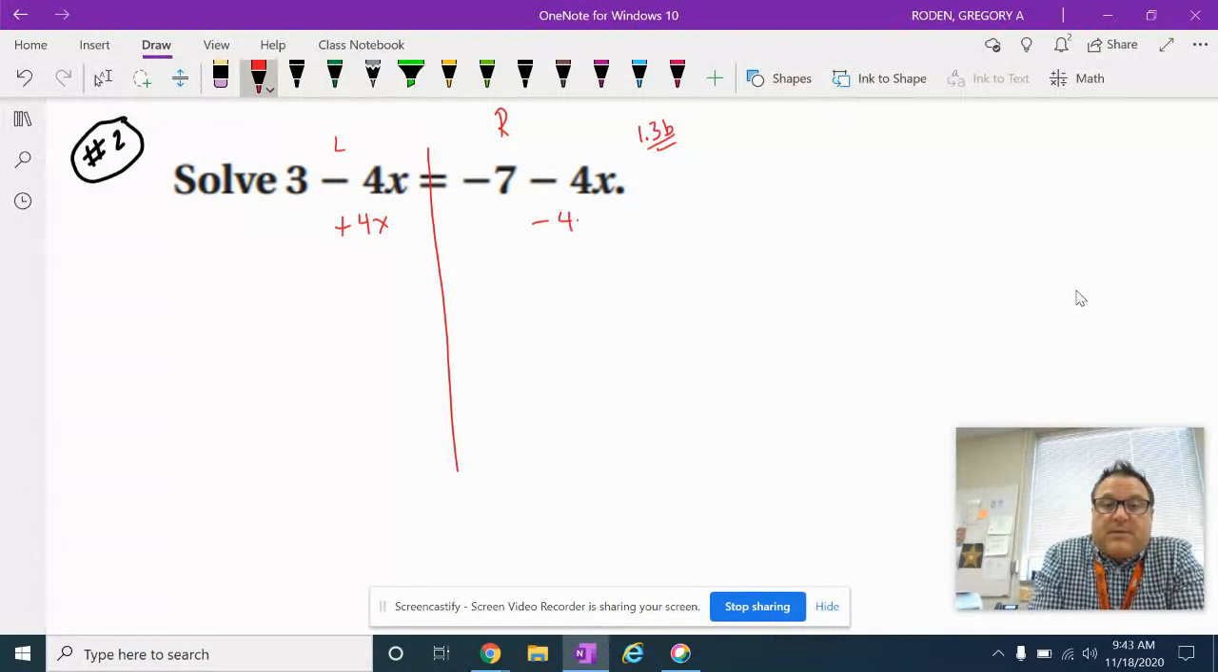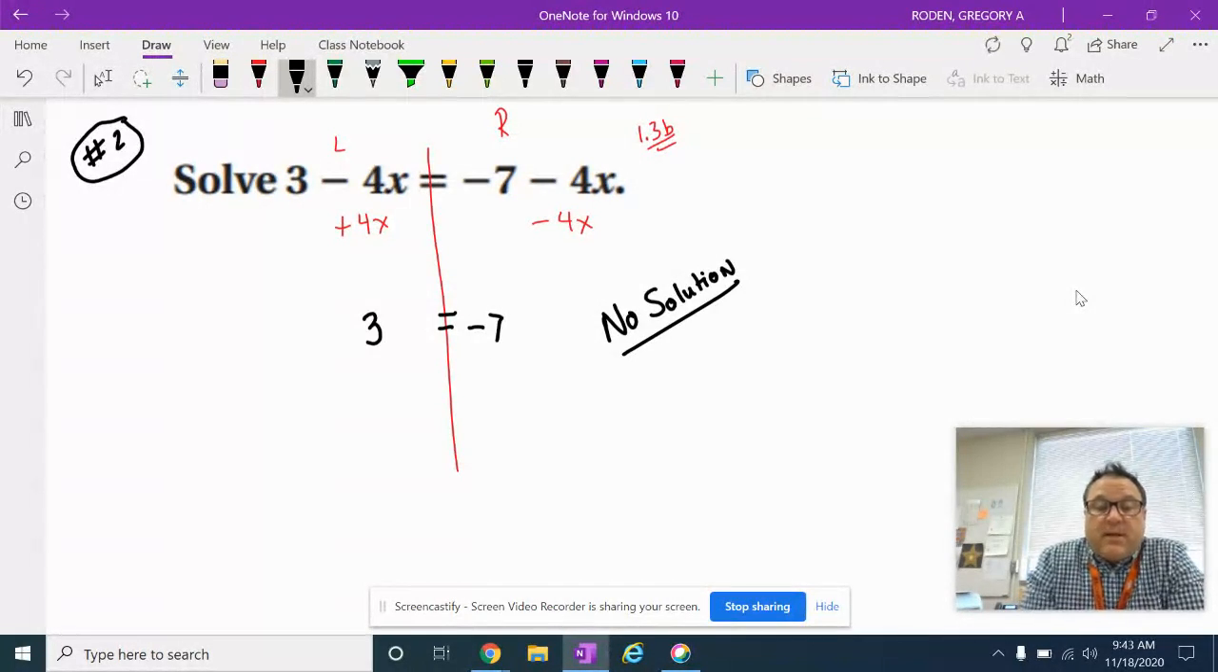I'm going to add 4x to both sides here. Now, what happens? You're going to get something really weird. You're going to get 3 on this side, and you're going to get a negative 7 on this side. And you don't have any more x's, so that's just crazy. So does 3 equal negative 7? Well, no, 3 does not equal negative 7. So this is going to have no solution.